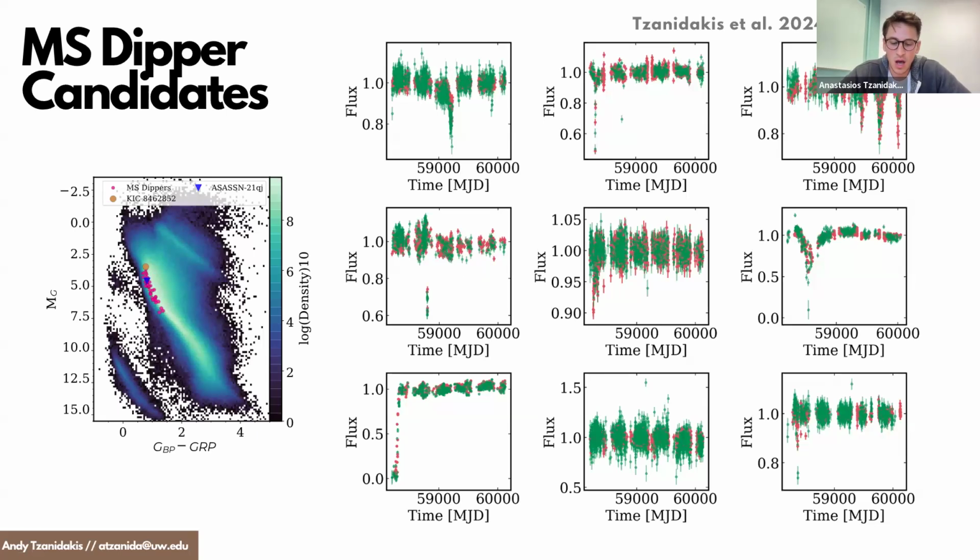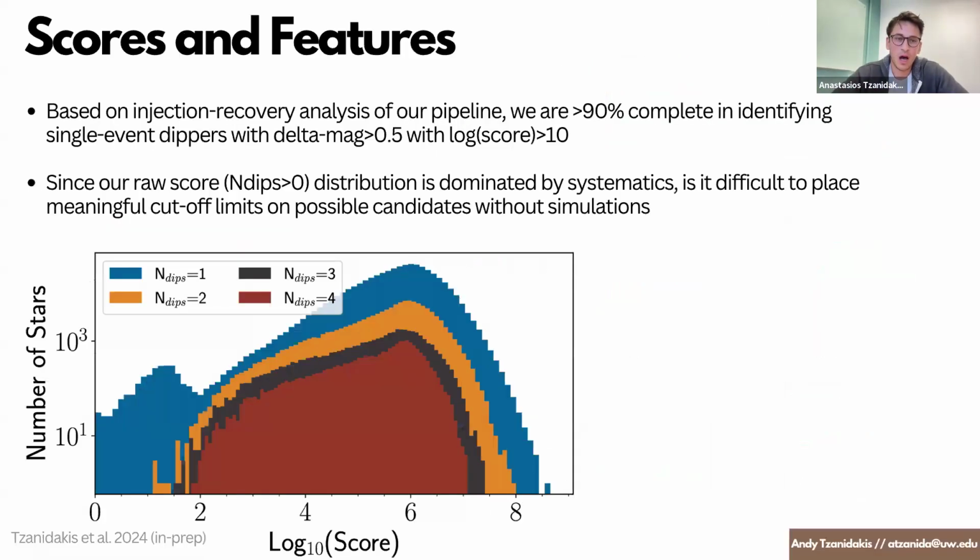And this is just an ongoing task now, trying to understand the broader context of what these dipper stars are. Here, I'm just showing you the scores and features that we've been able to compute from all of these dipper stars. And here's just looking at the distribution of the score.